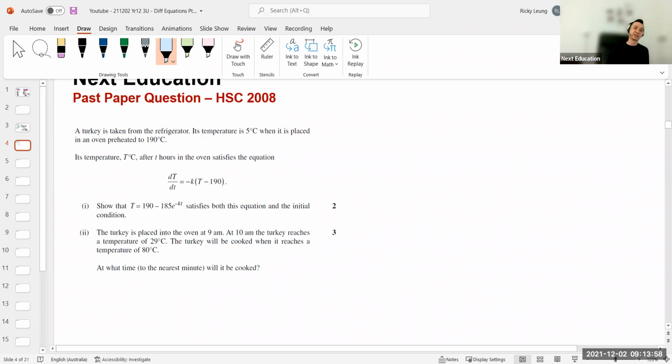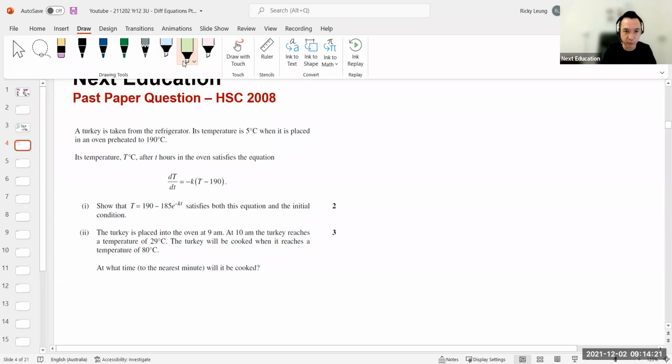A turkey was taken out of the fridge. It's now 5 degrees. We're going to preheat an oven to 190, right? So you can imagine the temperature would steadily increase, but never be hotter than the oven temperature. So it's almost like a reverse Newton's cooling. Instead of cooling, it's heating. That's the context of this question.